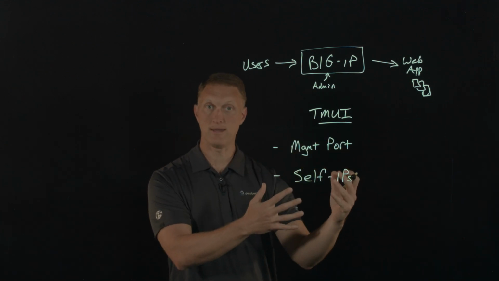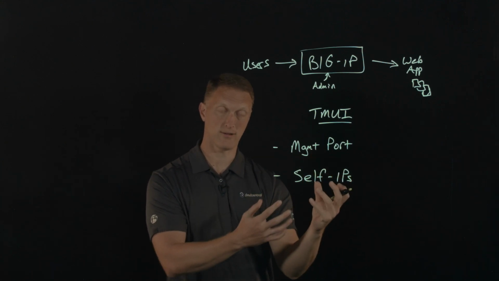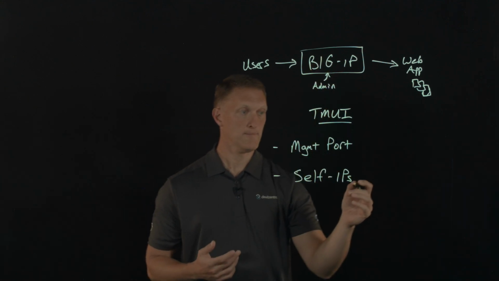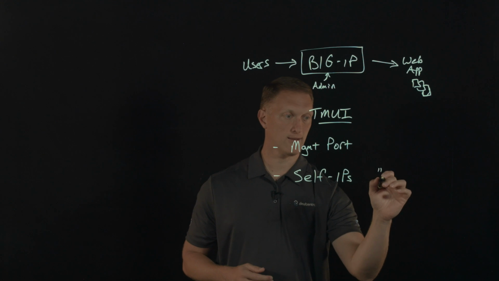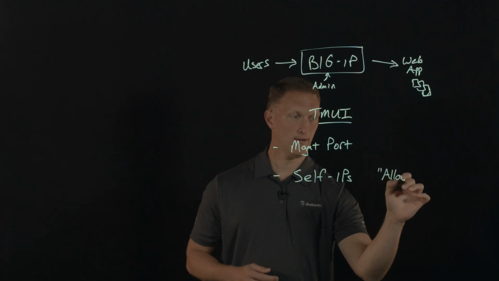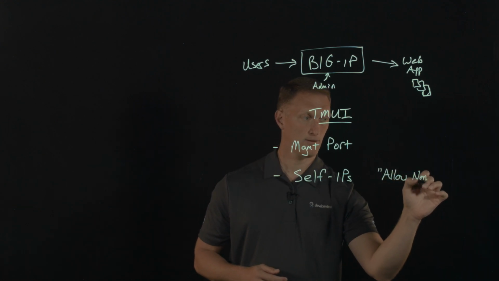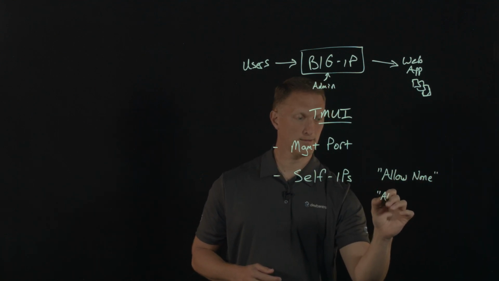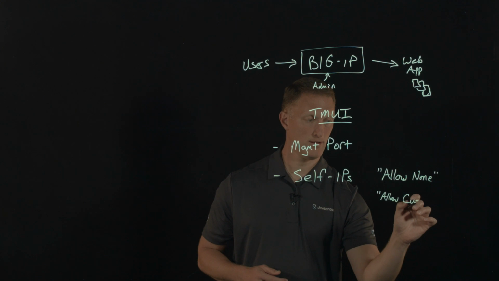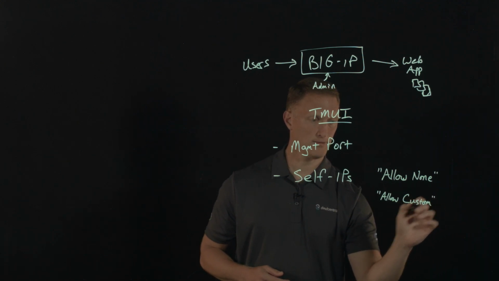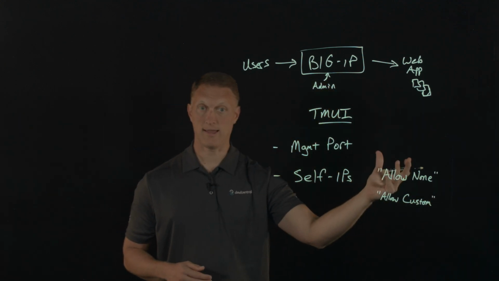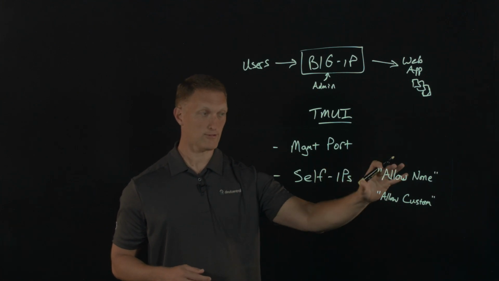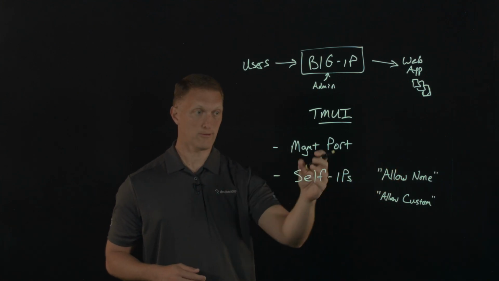You get into the self IP itself, the configuration part of the self IP, when you're in your BIG-IP, and you can select a setting that says allow none. So I'll put that on there, allow none. And then there's also a setting that says allow custom. So I'll put allow custom. And ideally you say allow none, and then that just locks down any kind of port for the self IP.